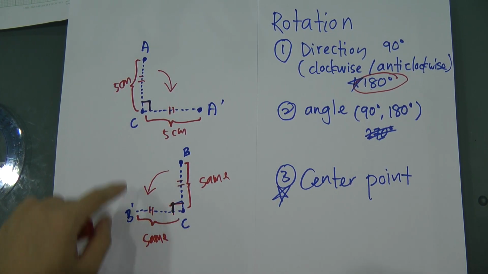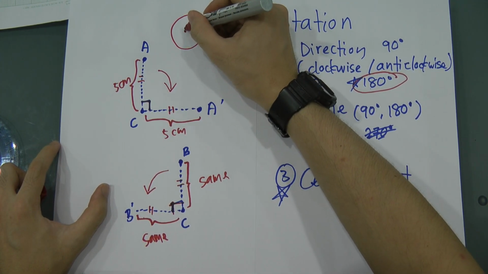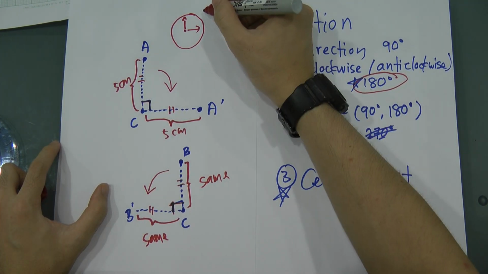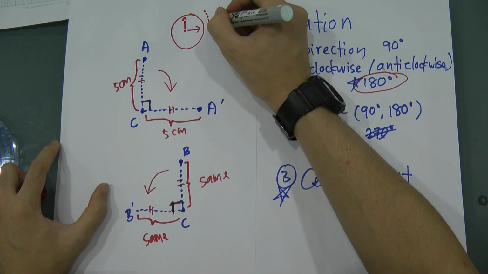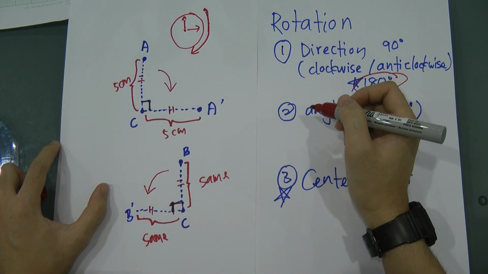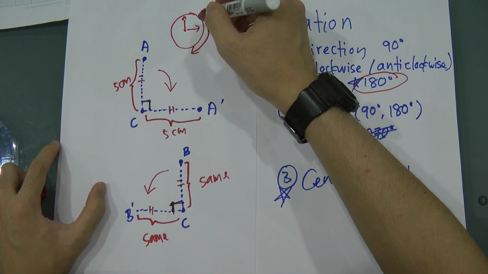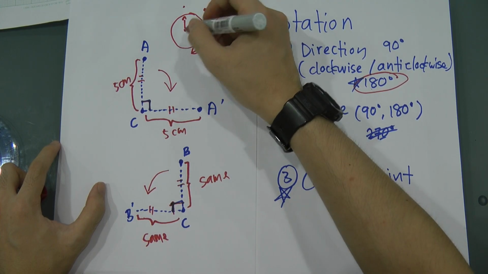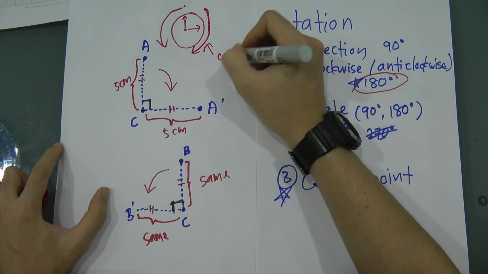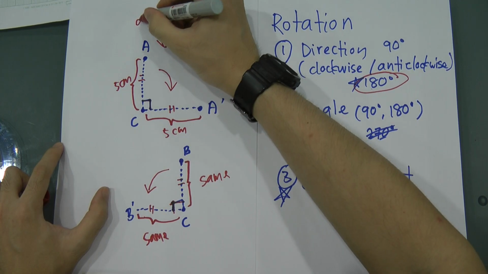Basically, if you have a clock, it's very easy to remember what clockwise and anti-clockwise are. Normally your clock will turn in this direction, so this direction we call clockwise. Anti-clockwise means the other direction, the opposite way the clock turns. So this is clockwise, and this one is anti-clockwise.